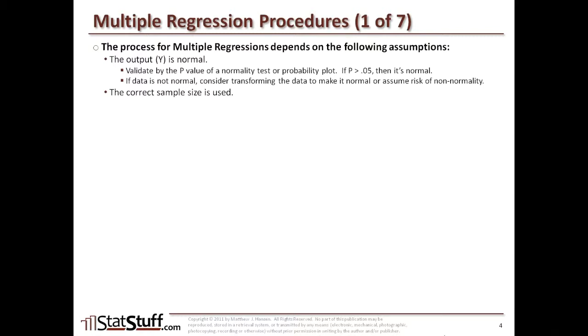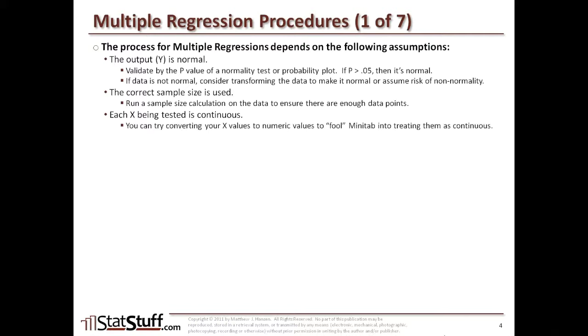Now, another assumption is that we need to understand that the correct sample size is being used. You can use a sample size calculator on the data to ensure that you have enough data points in your analysis. Also, we need to make sure that each of the x's that we're testing within these multiple regression procedures are continuous. Just because we say that they are continuous, there are some ways that some folks try to fool Minitab, or whatever statistical software we're using, to fake it as if it's continuous.